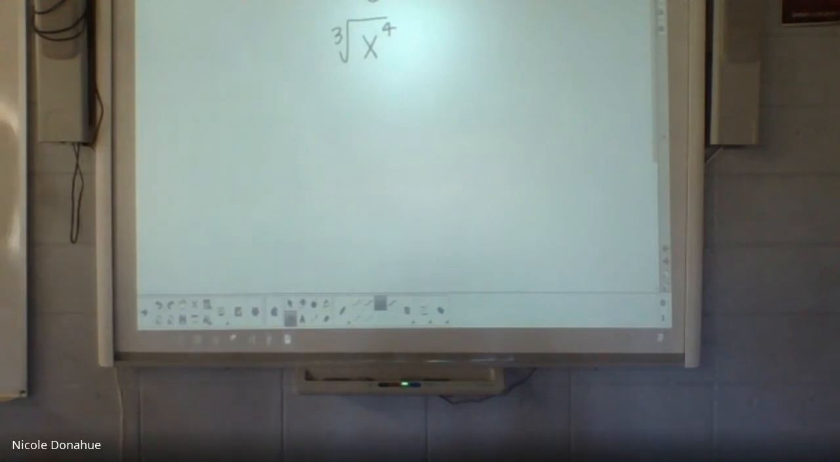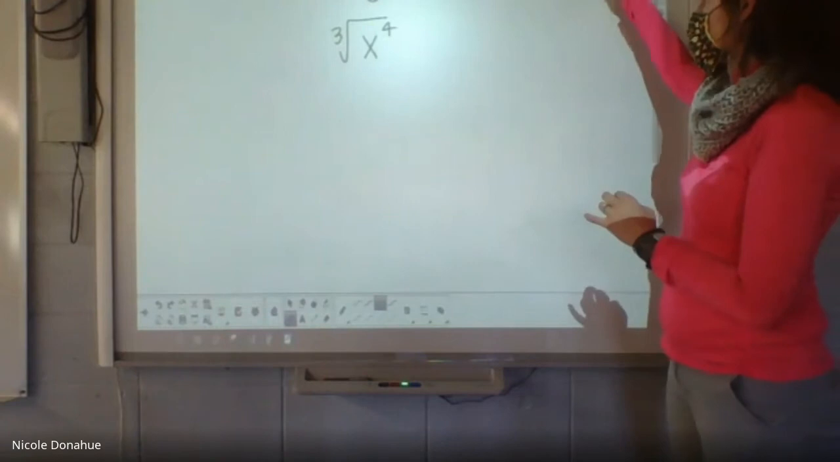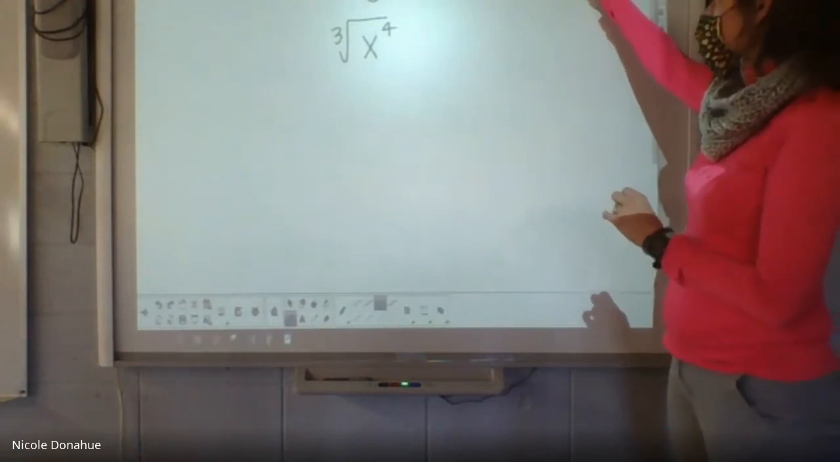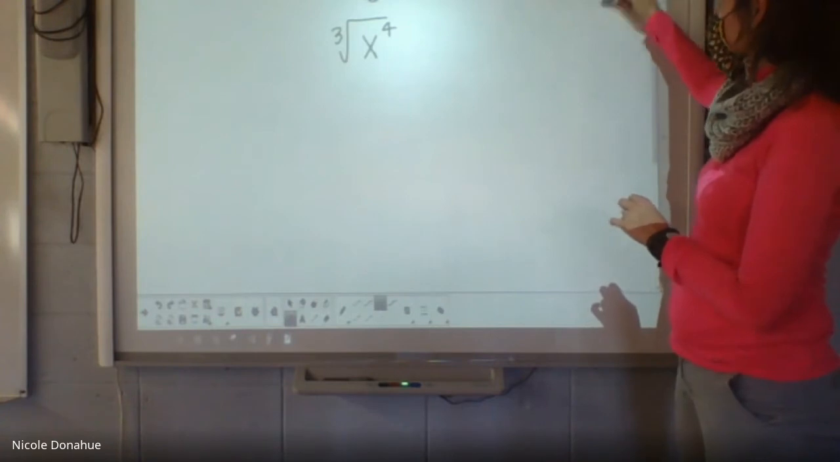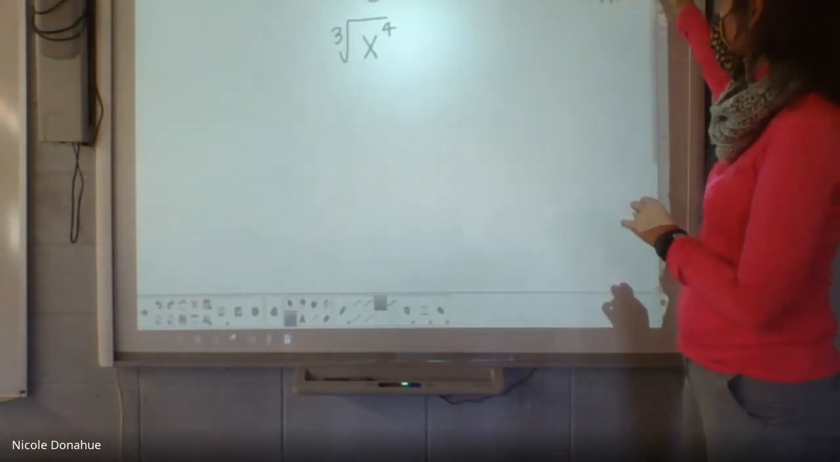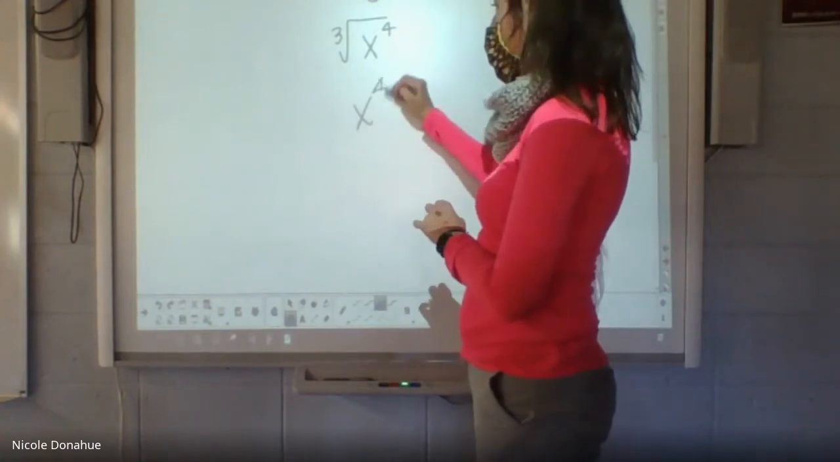So guys, on this one, when you're talking about an exponent, the top number is the exponent, and the bottom number is the radical. So this should be x to the 4/3 power.